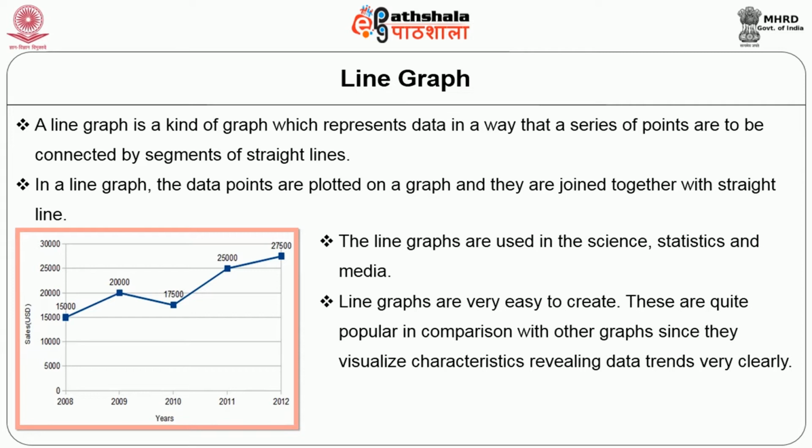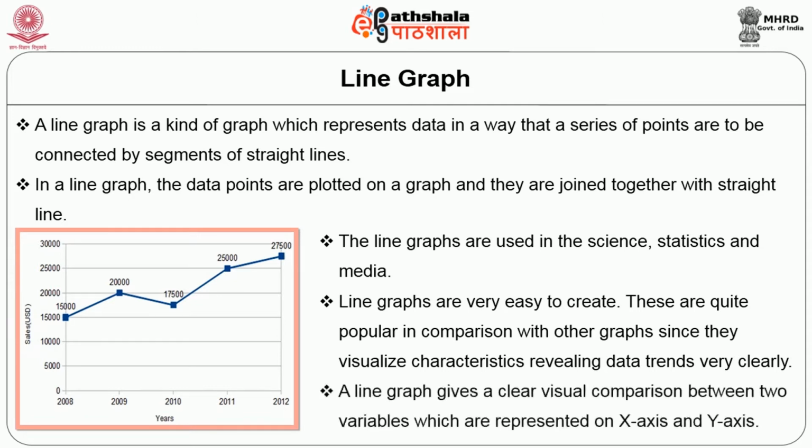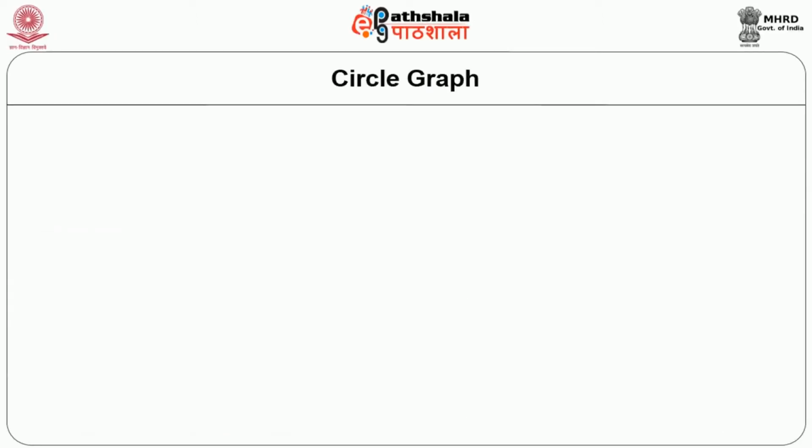Since they visualize characteristics, they reveal data trends very clearly. A line graph gives a clear visual comparison between two variables which are represented on the x-axis and y-axis. Next comes the circle graph.